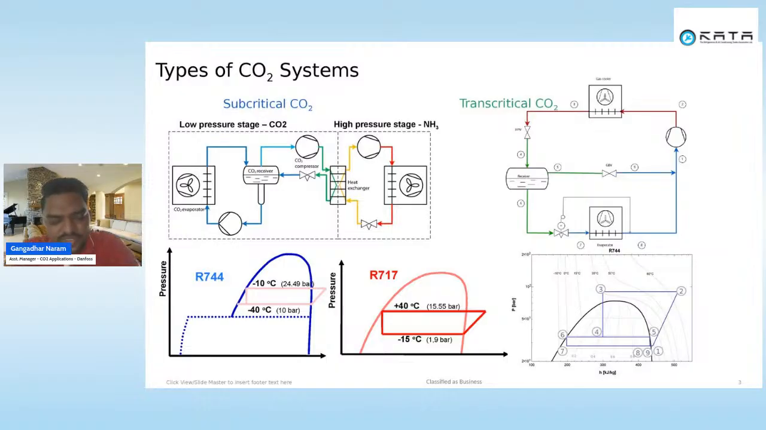So first we will understand what kind of systems we can build with CO2. In general, we can use CO2 in two different kinds of systems. One system is subcritical CO2, and the other is transcritical CO2. For example, let's understand the subcritical CO2 system. If we want to operate CO2 in a subcritical range, then obviously we need to keep the condensing temperature below 31 degrees centigrade.